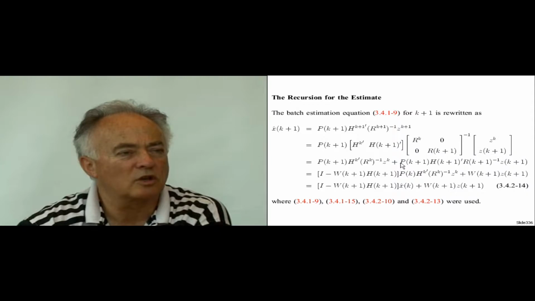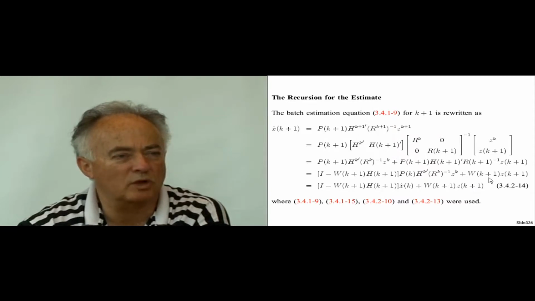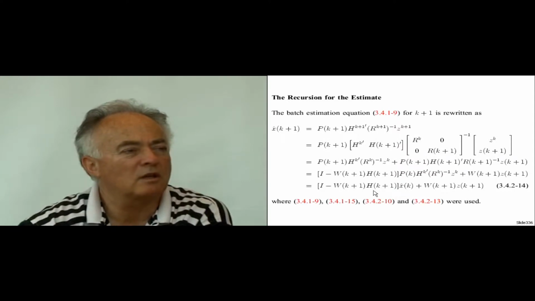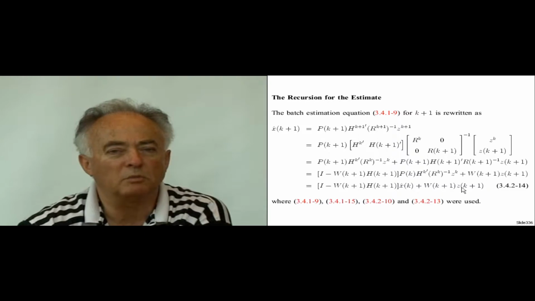Here we are using the replacement notation for P_{k+1} H_{k+1}' R_{k+1} inverse as W_{k+1}, which will multiply z_{k+1}. And finally, we have now the recursion: the estimate at k plus 1 is the matrix (I minus W H) times the estimate at k, plus W times the new measurement. So this is clearly a recursion, even though it is not yet in the most convenient form. The new estimate is the previous estimate plus something multiplying the latest measurement, and that something is called the gain.